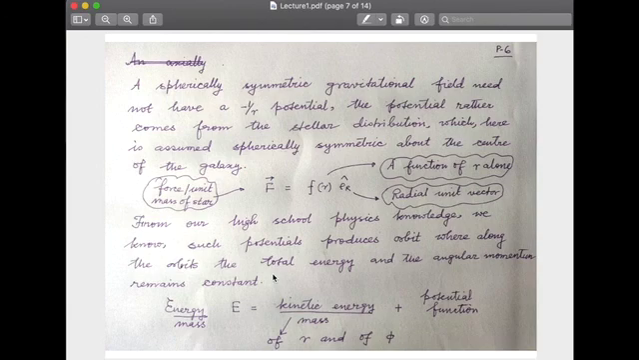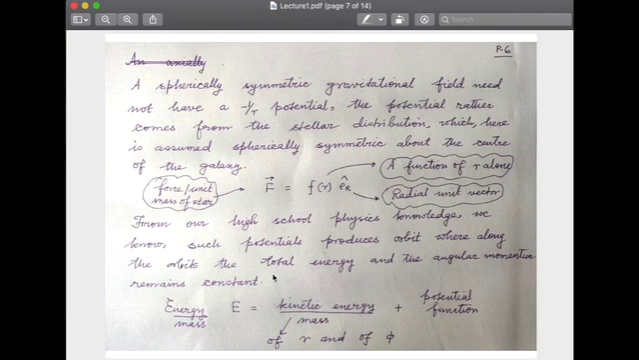Now, because the orbits lie in a plane and we are talking about a spherically symmetric situation, we can choose the polar coordinates r and phi, which will give us the trajectory of the particle.